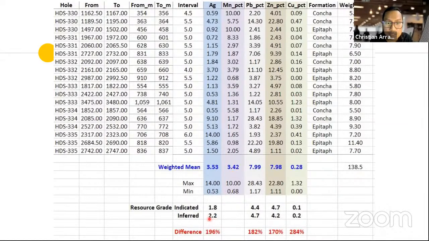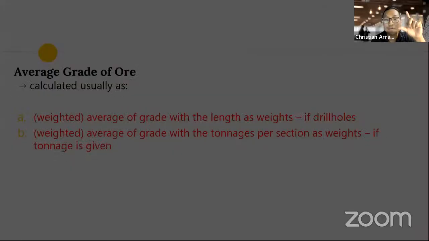And then, ano ba itong mga nandito? Okay, pinakita lang niya yung indicated mineral resource and inferred mineral resource. Grades, okay? Grade ng mga yon. So, kinumpare lang. Yun. But my point here is, kapag drill holes, ang weights ay yung depth or length. Yun yung gusto ko i-point out.